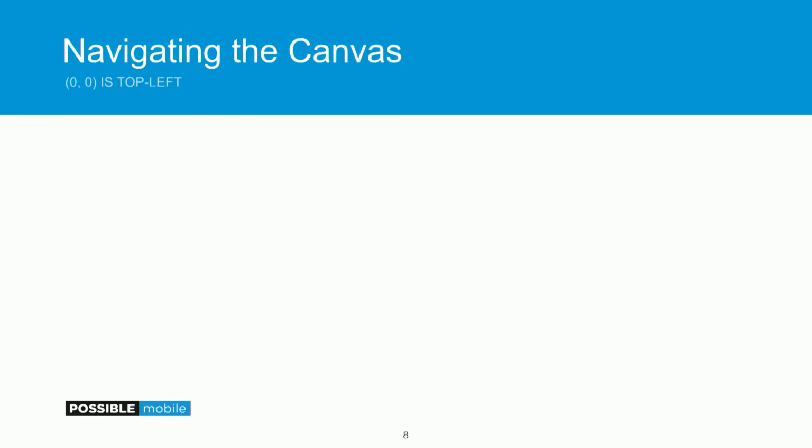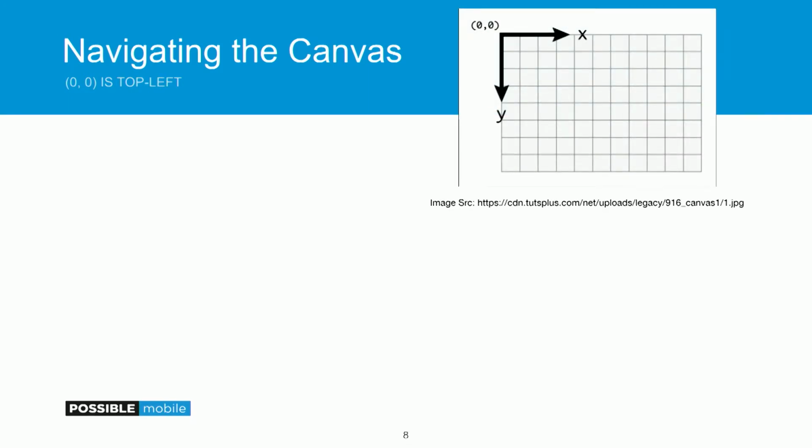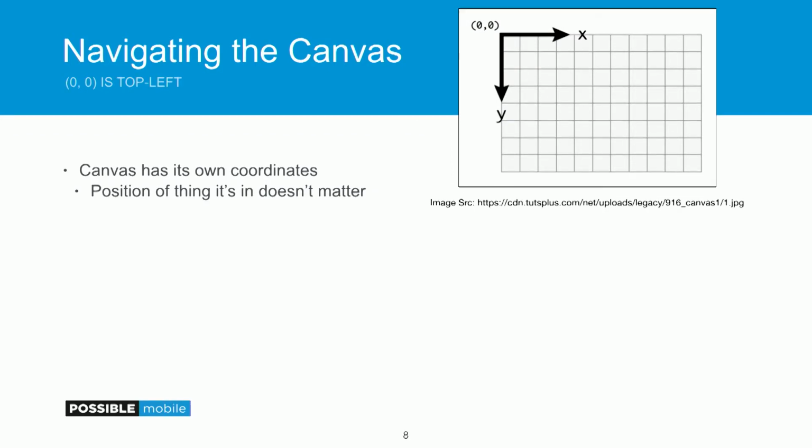So we have our canvas, we have our paints. How do we navigate around? When you have a canvas, the top left is always going to be 0, 0. And that's something that the overall view hierarchy uses for Android as well. What's important with the canvas, though, is that it has its own coordinate system. So regardless of where on screen that canvas will be drawn, when you're drawing on a canvas, 0, 0 is the top left of that canvas, not necessarily where you are on the entire screen.